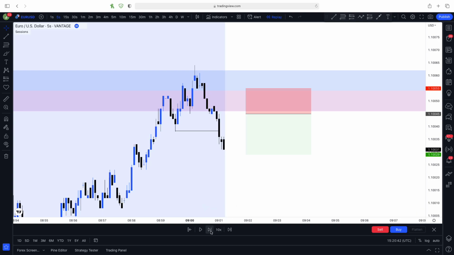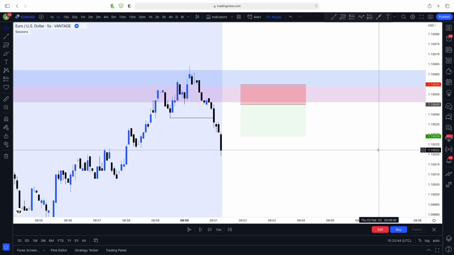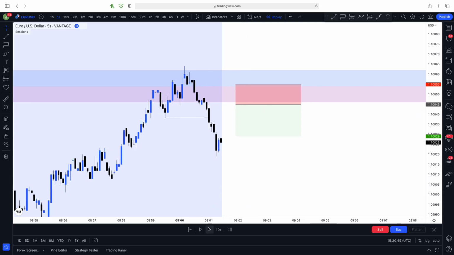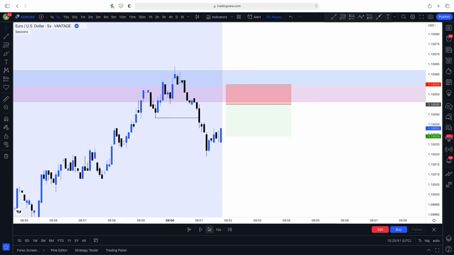Okay, so continue to play. We now know that we leave that order there no matter what, unless we have 3 breaks of structure. So let's continue to play and see what happens.